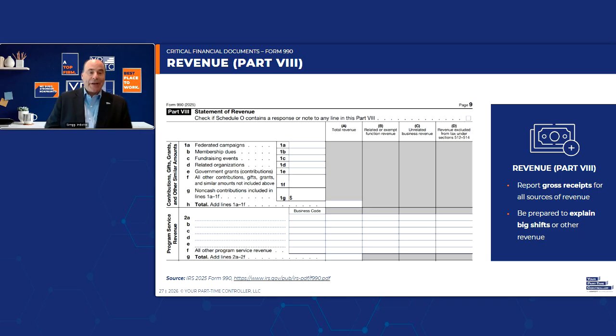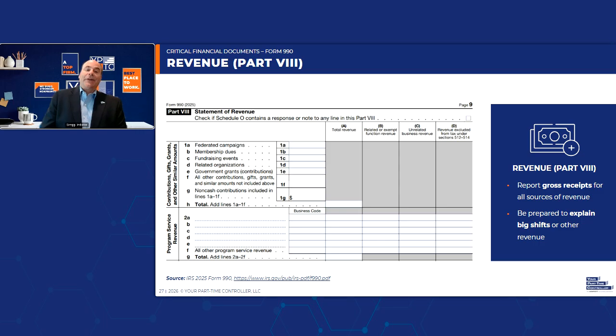On to page 9, Part 8. This is where the 990 is going to ask about the organization's revenue streams. This section really breaks down all the revenue sources that the organization may have. This includes contributions and grants, earned revenue sources, program service revenue, or other revenues like investment income or fundraising events.